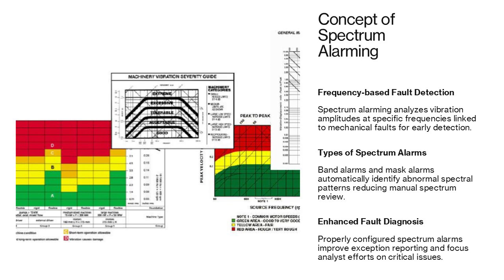Spectrum alarms can be implemented using band alarms or mask, envelope, alarms, depending on software capability and analysis philosophy. Both methods aim to automatically identify abnormal spectral behavior while reducing the need for manual review of every spectrum. When properly configured, spectrum-based alarms significantly enhance the effectiveness of exception reporting and allow analysts to focus their expertise where it is most needed.